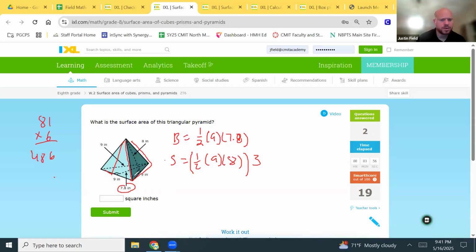I think, yeah. So if I'm looking at 9, 9, 9, so it's an equilateral triangle. Okay, so then this is 72, and then half of 72 is 36. So it's 36 times 3. Going to be 18, 3 times 3, 108.